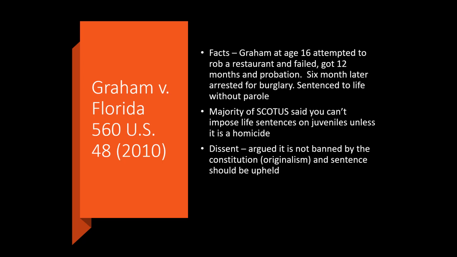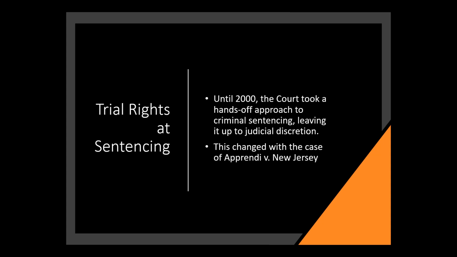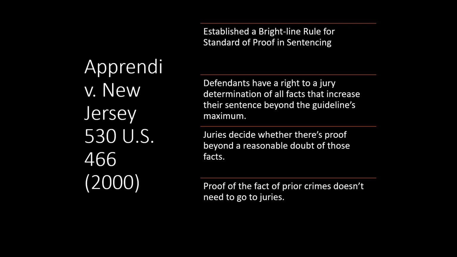Now, what rights do you have at sentencing? Until 2000, the court took basically hands off. They said, this is up to the judge. But this changed a little bit in the year 2000, and this is going to be a case, well, we'll just jump to it. Apprendi versus New Jersey. So this established what's called a bright line rule for sentencing. Defendants have a right to a jury to determine all the facts that increase their sentences beyond the max.